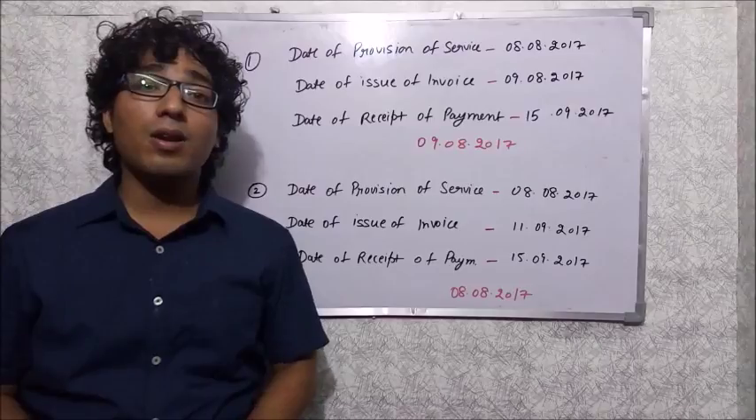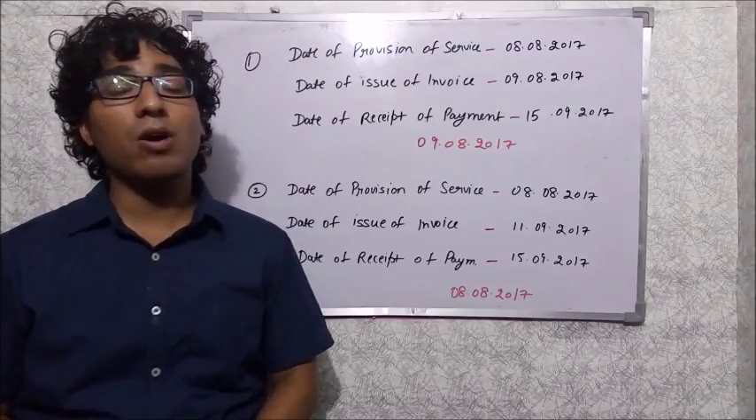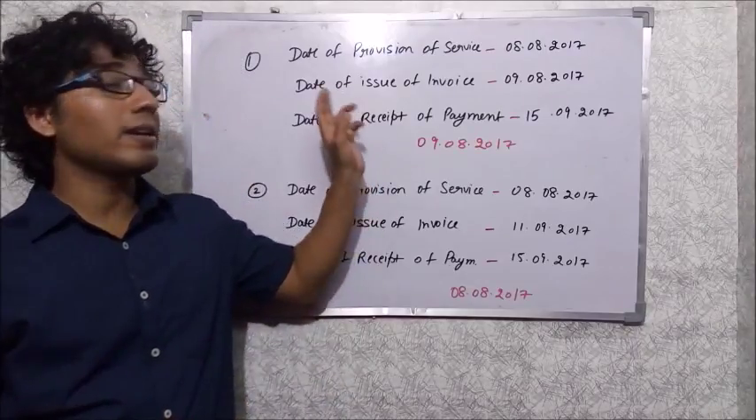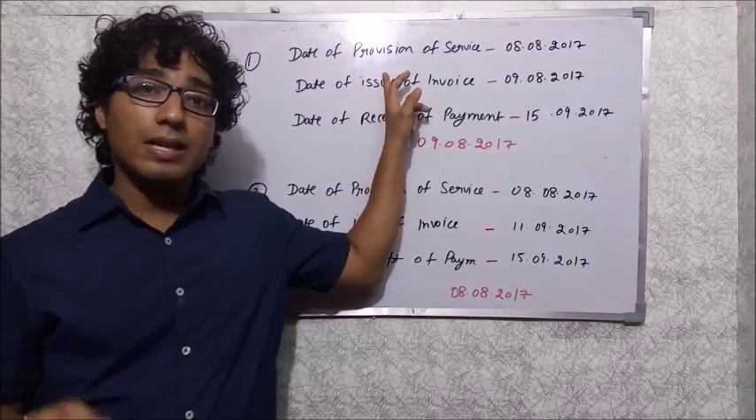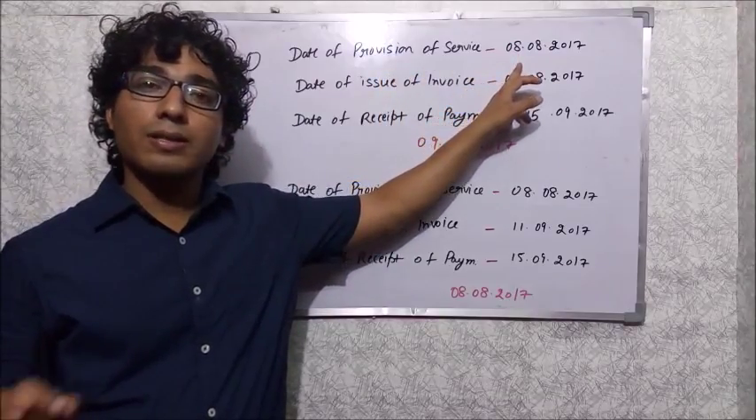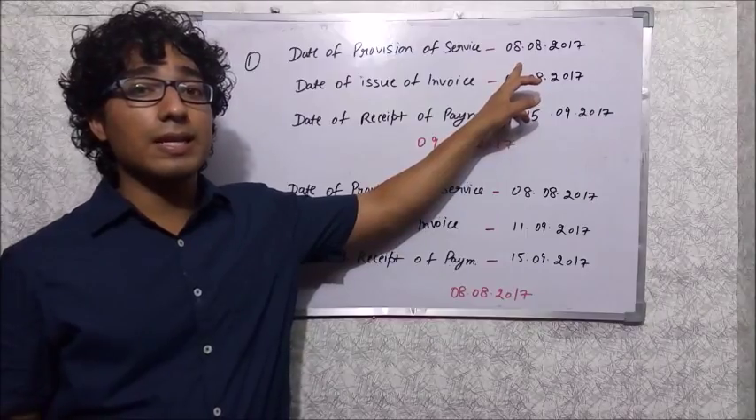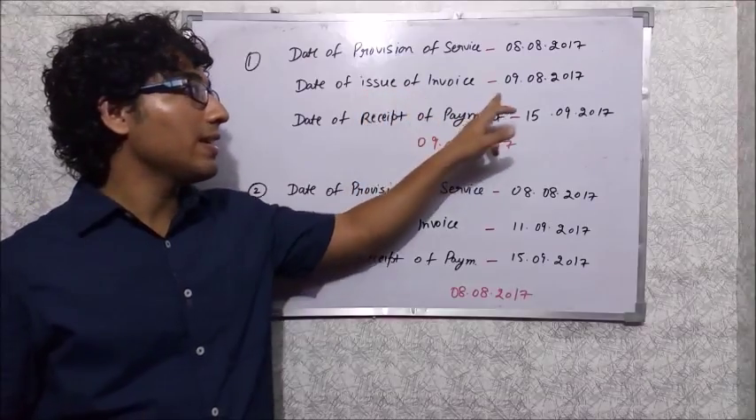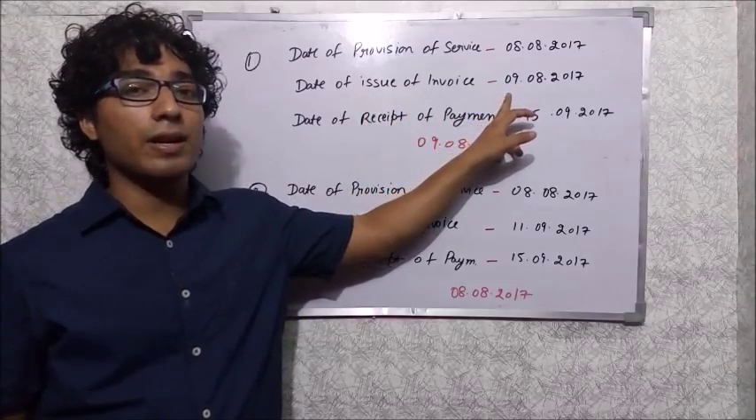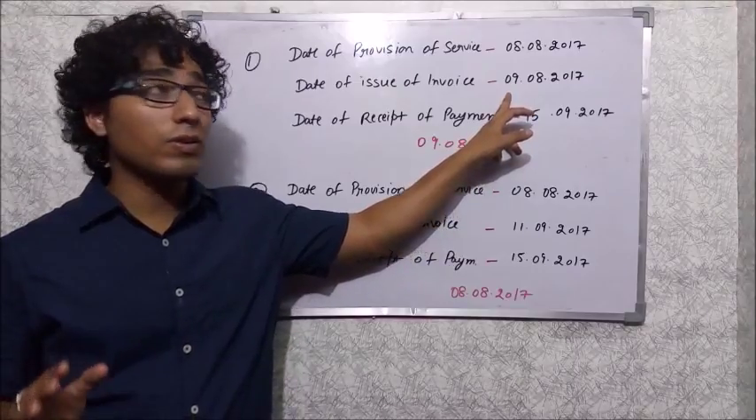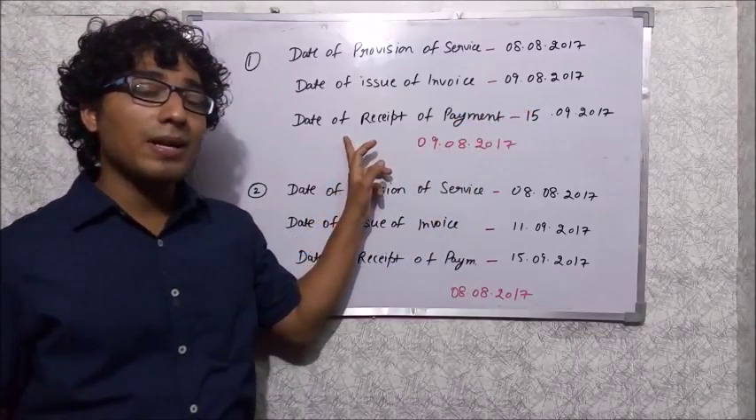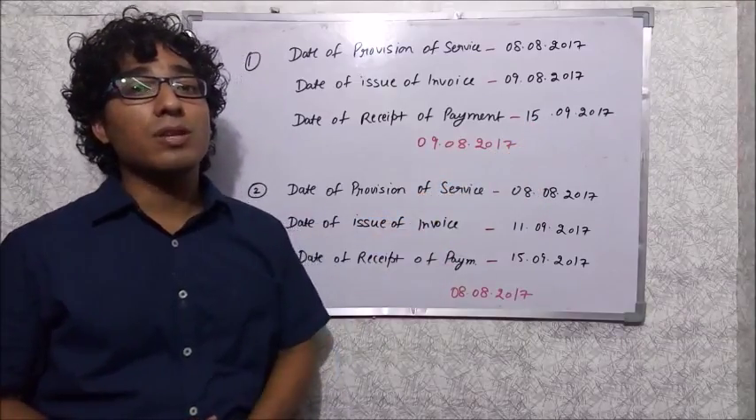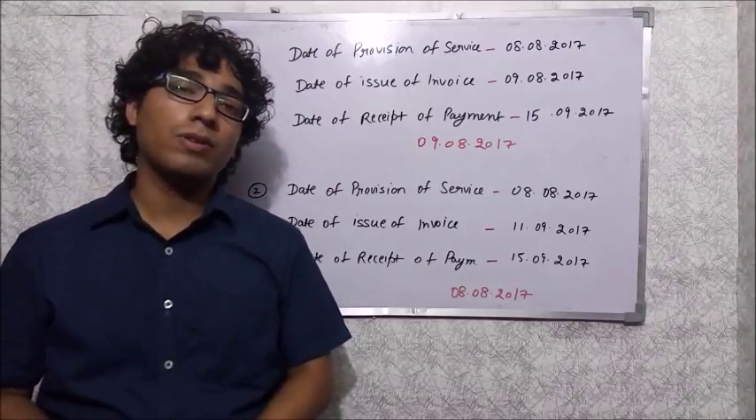Let me give you an example of how to determine the time of supply of services under GST. Suppose we take an example in which the date of provision of service is 8th August 2017, and the date of issue of invoice is 9th August 2017, just after the date of provision of service, and the date of receipt of payment is 15th September 2017, which is approximately 1 month after the date of provision of service.